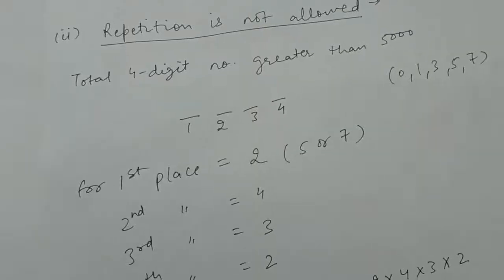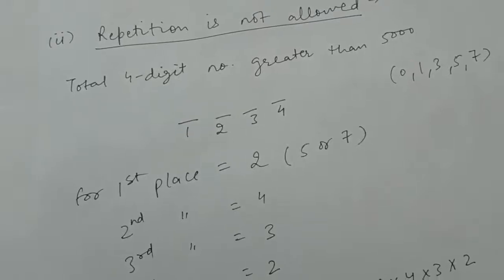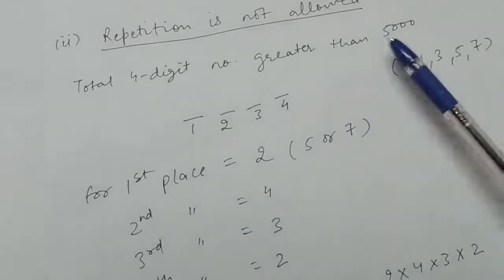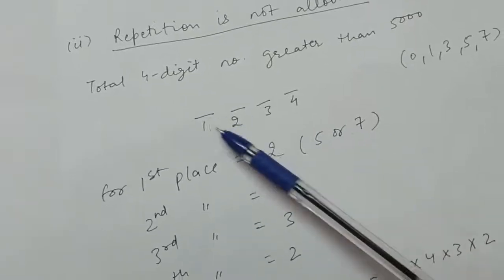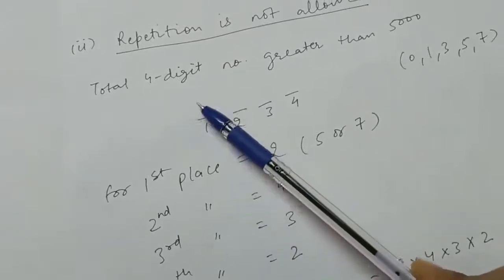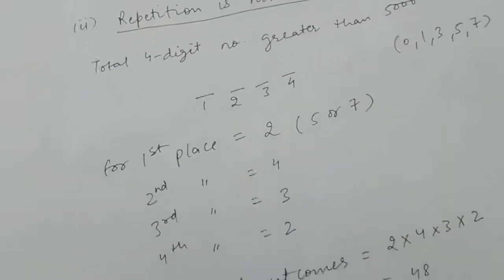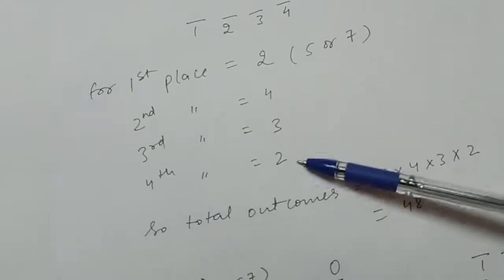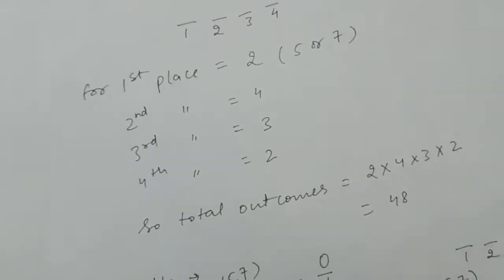The same question, second part is when the repetition of digits is not allowed. Now first of all we will find the total outcomes. So total 4-digit numbers which are greater than 5000 are, see, for the first place we have two options, 5 or 7, right? Now because digits cannot repeat, for the second place, because one digit has been used here, out of 5 now 4 are left. So for the second place 4 options, then for the third place 3 options, and for the fourth place 2 options. So total outcomes is 2 into 4 into 3 into 2, that is 48.